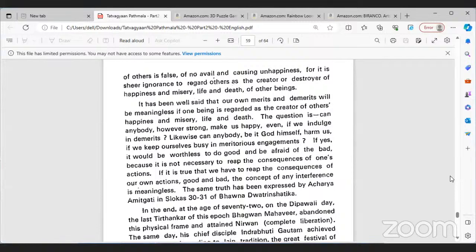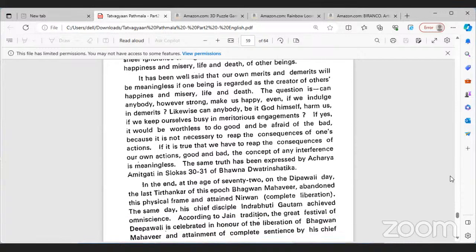The question is, can anybody, however strong, make us happy, even if we indulge in demerits? Likewise, can anybody, even God Himself, harm us if we keep ourselves busy in meritorious engagements? If yes, it would be worthless to do good and be afraid of the bad, because it is not necessary to reap the consequences of one's actions. If it is true that we have to reap the consequences of our own actions, good and bad, the concept of any interference is meaningless.